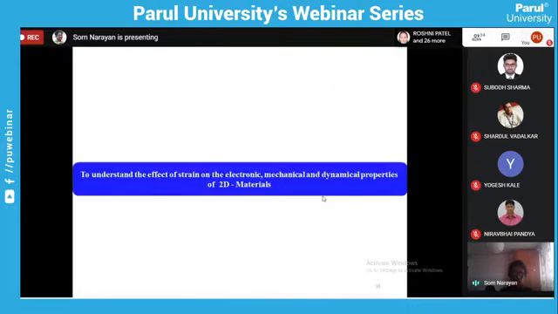So with this, I'm going to my PhD work. I'm basically doing density functional theory to understand the effect of strain on the electronic, mechanical, and dynamical properties of two-dimensional materials. So why did we choose this topic? We need some tuners that can change the properties of the material for different applications. So we used density functional theory for this purpose.